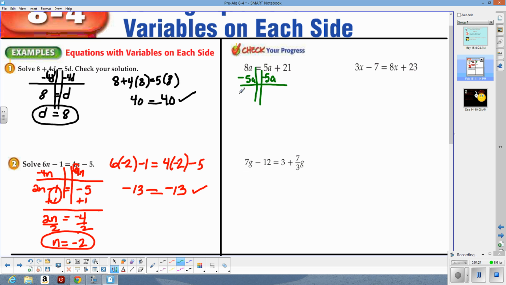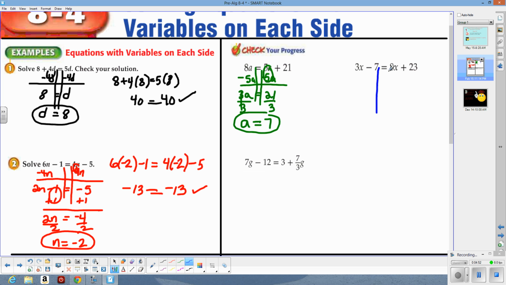8a take away 5a is 3a. And on the other side, the 5a take away 5a is 0 a's, and then you're left with 21. Now divide both sides by 3 to undo the multiplying by 3. 3 divided by 3 is 1, so we have 1a equals 7. And you can check that by plugging it back into both sides, and it should work out to be the same.